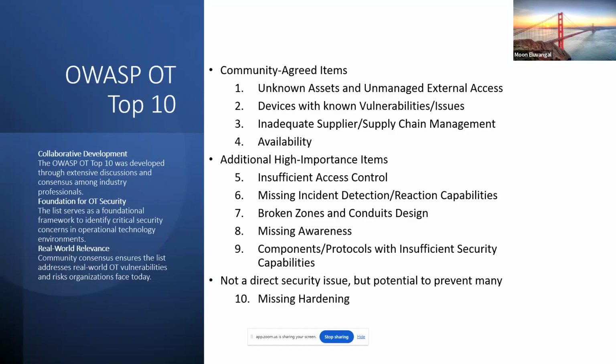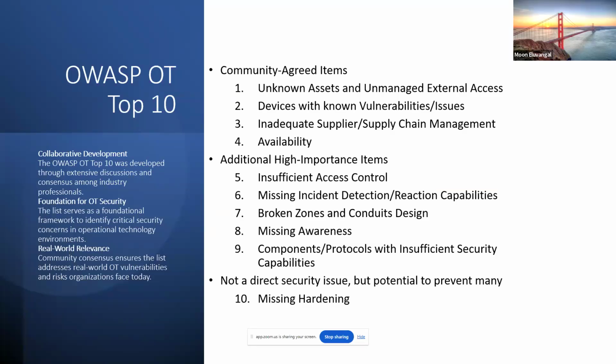So these are the OWASP Top 10 items for OT, starting from unknown assets and unmanaged access, external access, sorry, devices with inherent vulnerabilities, inadequate supply chain management, loss of availability, insufficient access controls, then missing incident detection capabilities, broken zones and conduits, missing awareness and training, component security, and finally the hardening part.